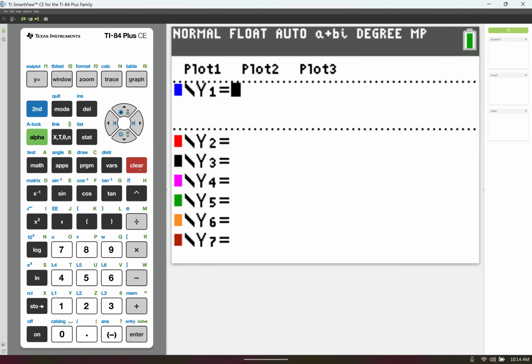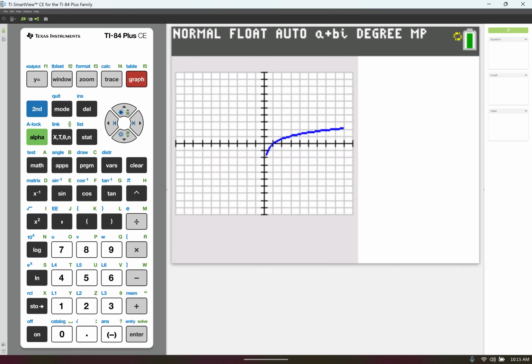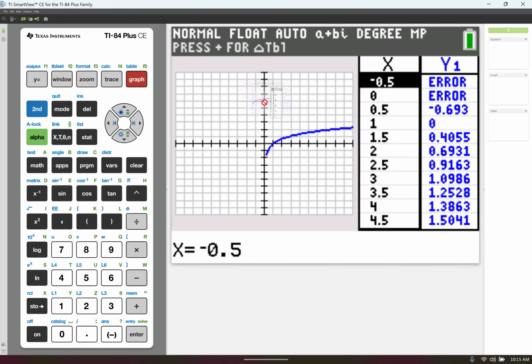Go back to your y equals, clear that out. Remember, the natural log is to the left of 4. So we have natural log of x. Then I'm going to go to my table. I can see again, I do have that vertical asymptote at 0.